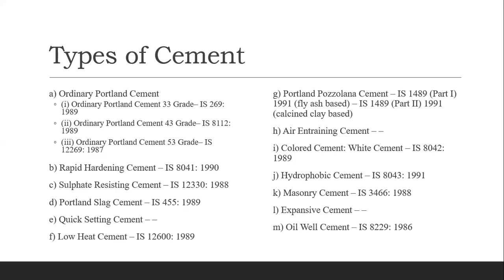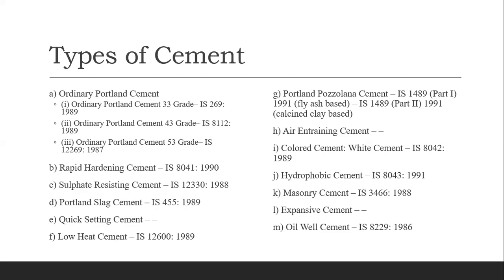So the first one is ordinary Portland cement. Second one is rapid hardening cement. Then sulfate resisting cement, Portland slag cement, quick setting cement, low heat cement, Portland Pozzolana cement, air entraining cement, colored cement, that is nothing but white cement, then hydrophobic cement, masonry cement, expansive cement, and finally oil well cement.